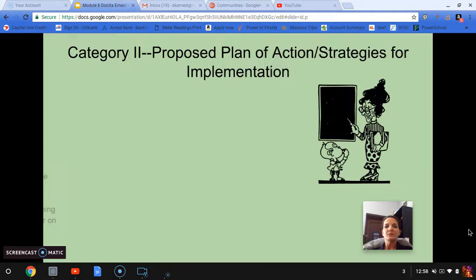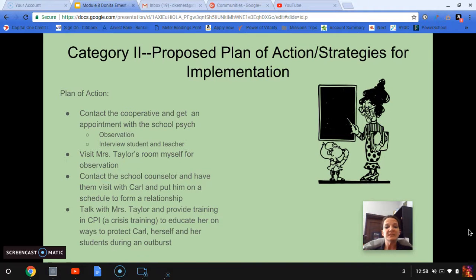So, category 2, plan of action. Contact first the cooperative and get an appointment with the school psych so they can come in, make an observation, interview the student, interview the teacher, and try to figure out what is going on. Maybe we do need to make some changes to the IEP.